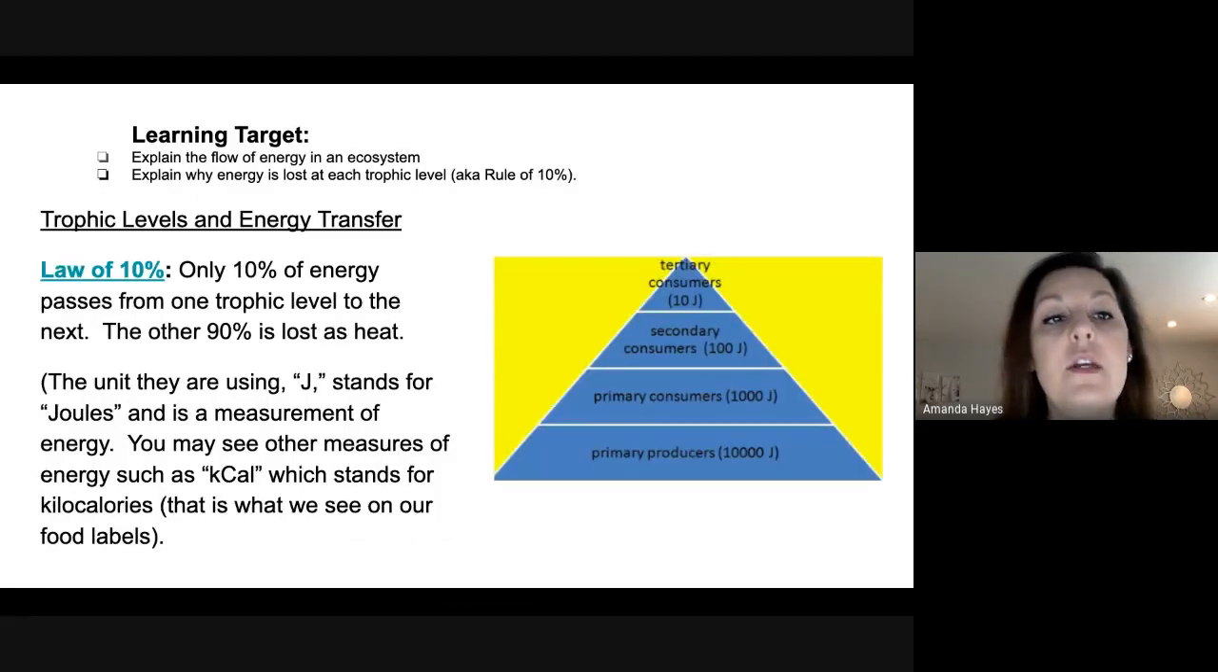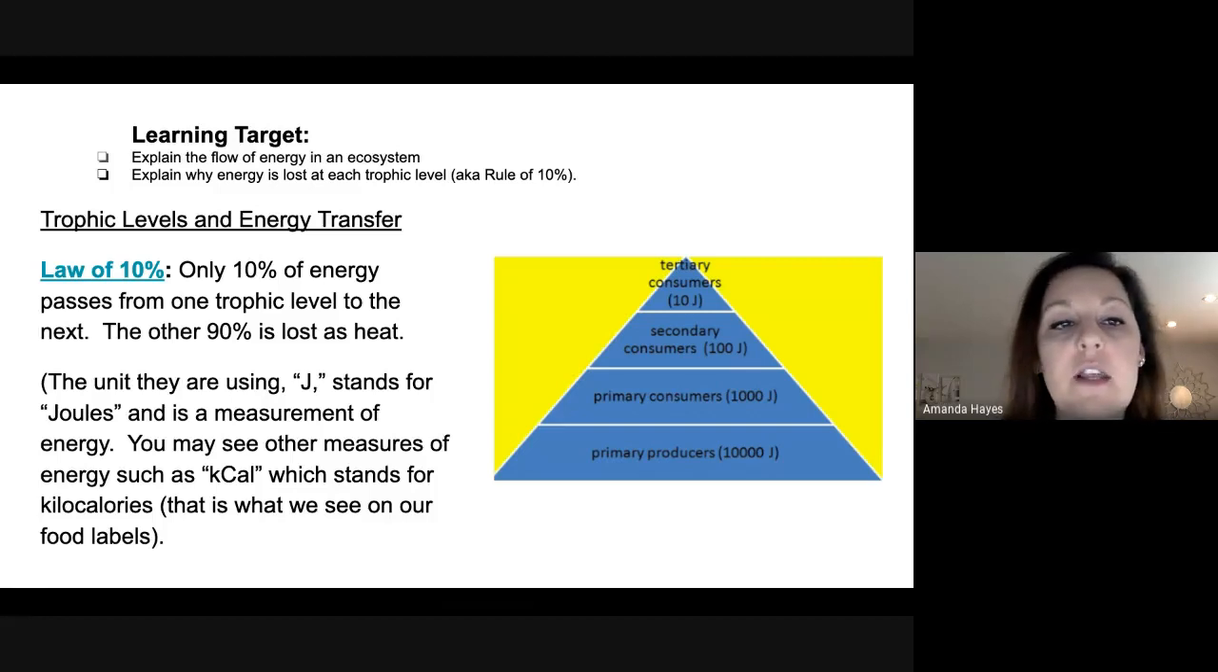So this is something we call the law of 10%, and there are two learning targets here: explain the flow of energy in an ecosystem, and explain why energy is lost at each trophic level. First of all, this J is our unit, and it stands for joules, but there are other units of energy as well. So we might see kilocalories. That's what we actually see on our food packaging. It just says calories. They've shortened it, but they're actually kilocalories if you were to get real scientific about it.